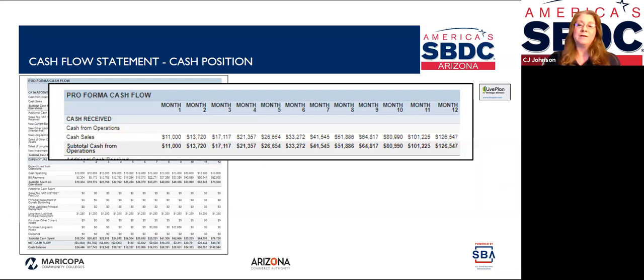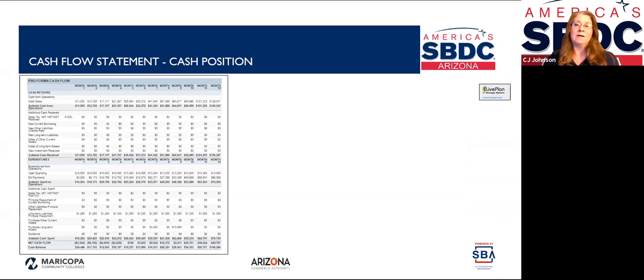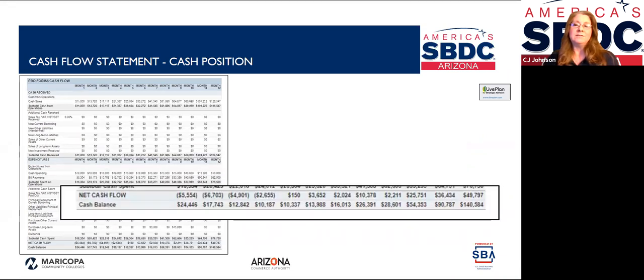This section is about the various expenses. These are cash expenses that have been incurred with your business. And here is the last portion of it. It's called the net cash flow with the cash balance. And this reveals this business's cash position.